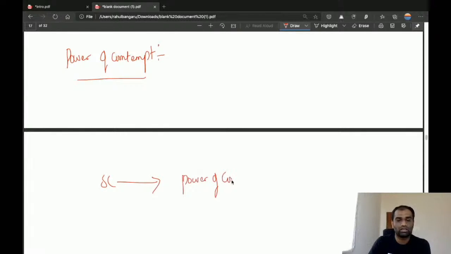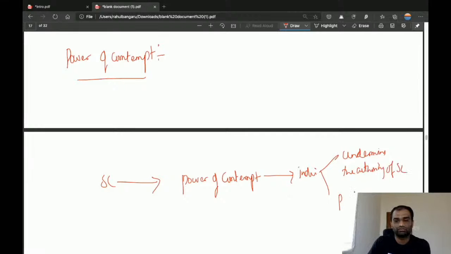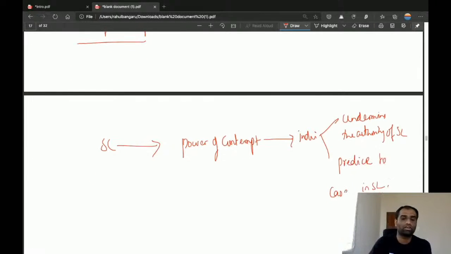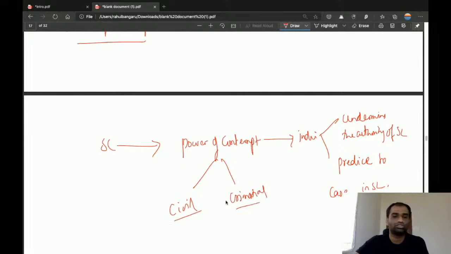The Supreme Court can use the power of contempt against individuals who undermine the authority of the Supreme Court or act in a way which is prejudicial to a case in the Supreme Court. Now there are two types of power of contempt: contempt regarding civil matters as well as criminal matters. Okay, this is the power of contempt.